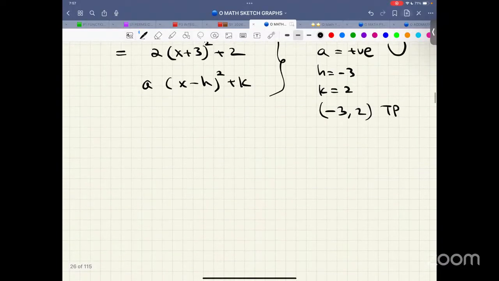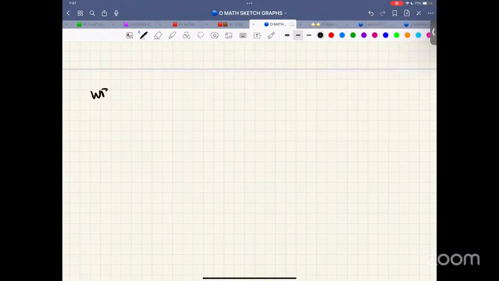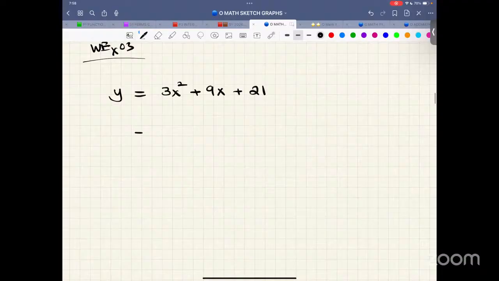One other thing, maybe life is full of fractions. What if I have y is equals to 3x squared plus 9x plus, let me make it 21. Let's take 3 common out. Let me change one of the signs. So 3 common, that is x squared plus 3x minus 7.